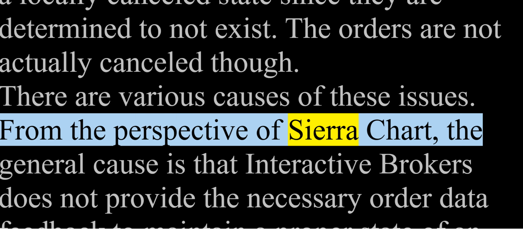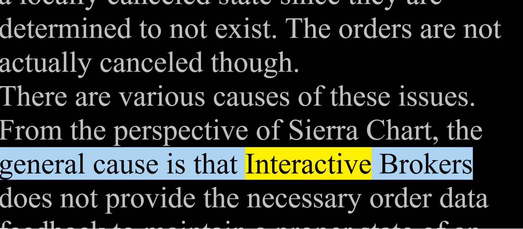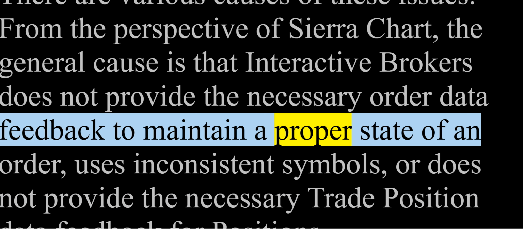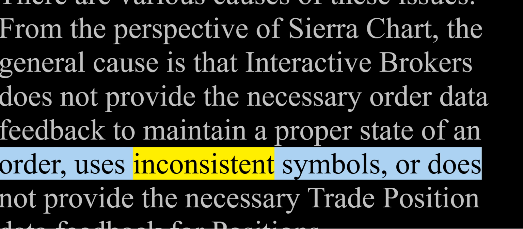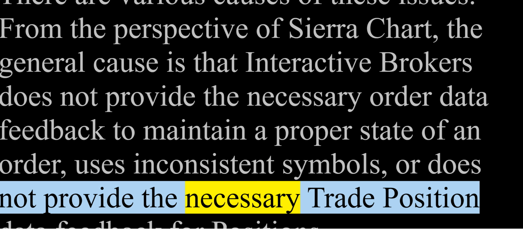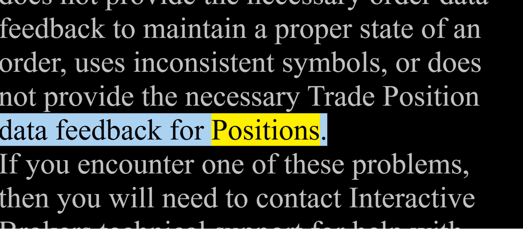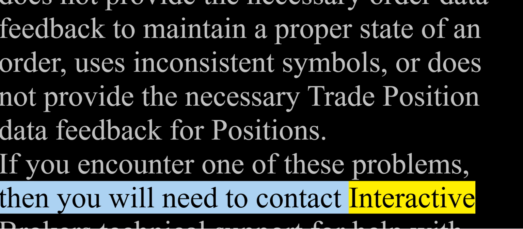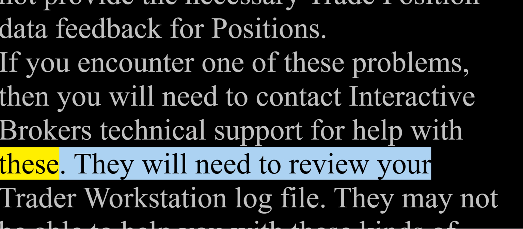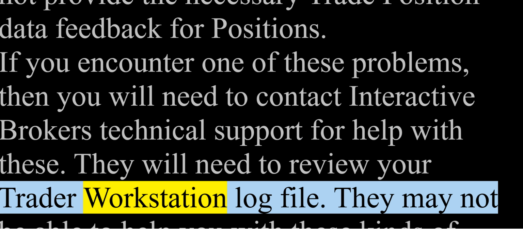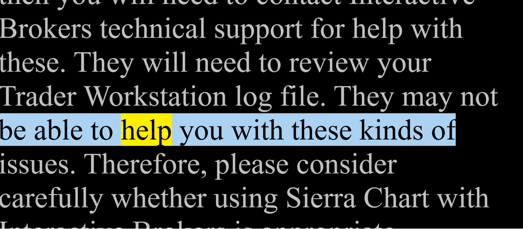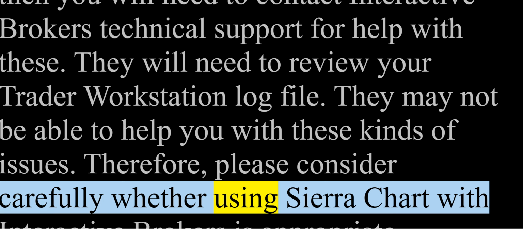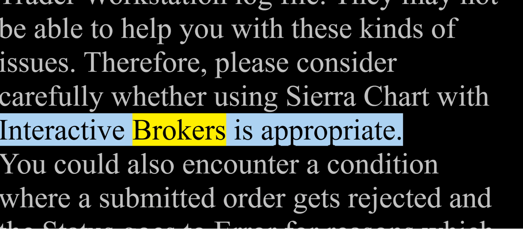From the perspective of Sierra Chart, the general cause is that Interactive Brokers does not provide the necessary order data feedback to maintain a proper state of an order, uses inconsistent symbols, or does not provide the necessary trade position data feedback for positions. If you encounter one of these problems, then you will need to contact Interactive Brokers technical support for help with these. They will need to review your Trader Workstation log file. They may not be able to help you with these kinds of issues. Therefore, please consider carefully whether using Sierra Chart with Interactive Brokers is appropriate.